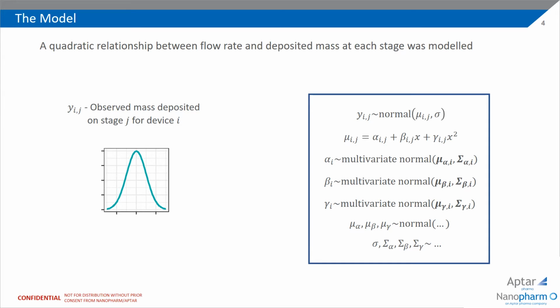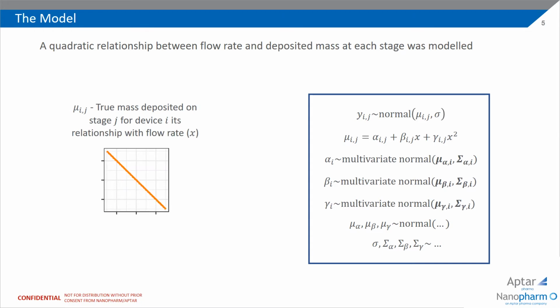So the model is shown in the box on the right-hand side, and the first term here gives you Yij, and this is the observed mass deposited on stage J for device I. And this value is centered at mu Ij, and mu Ij is the true mass deposited on stage J for device I, ignoring analytical variability, and it's described by a relationship with the flow rate x. And here we use a simple quadratic relationship, which is characterized by three parameters: alpha, beta, and gamma.